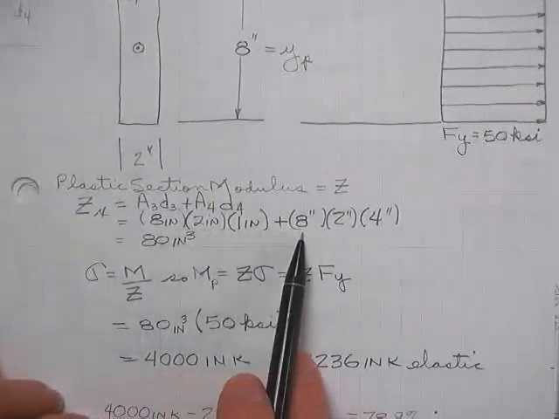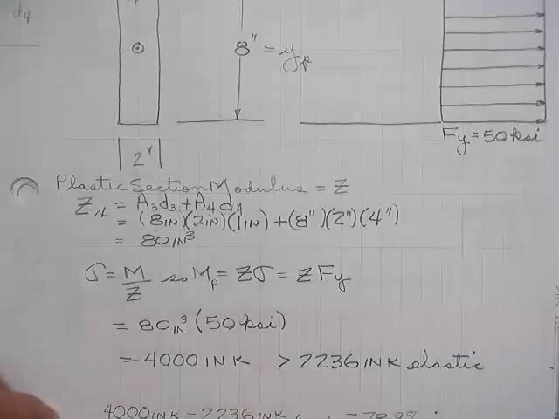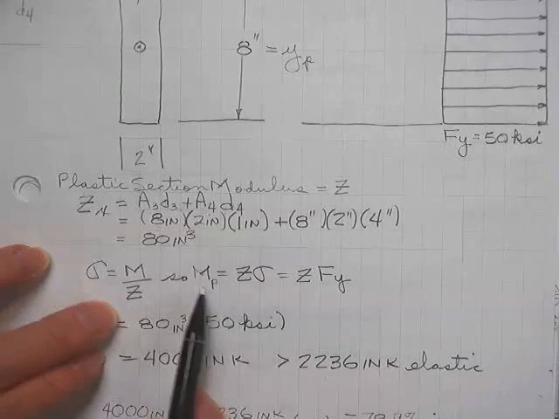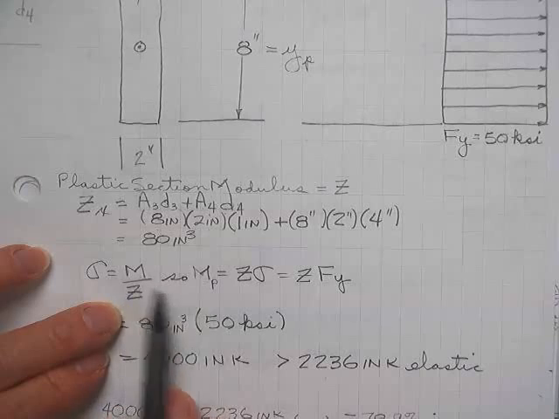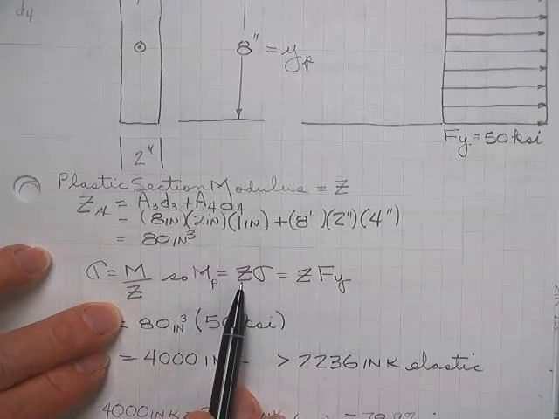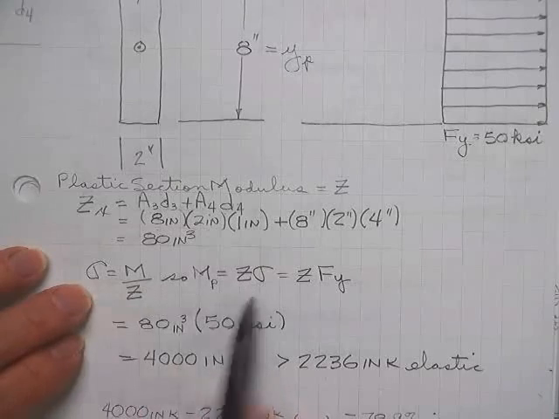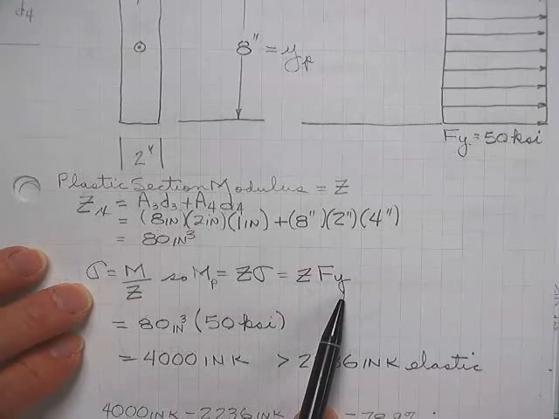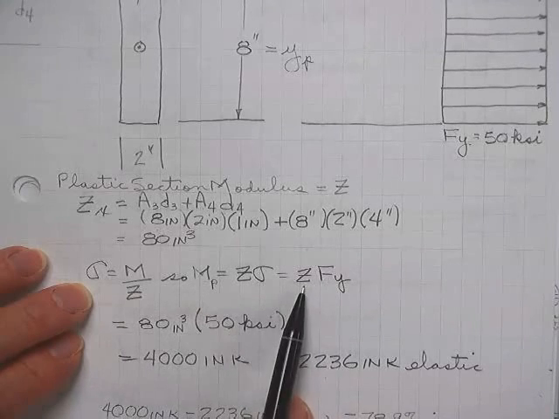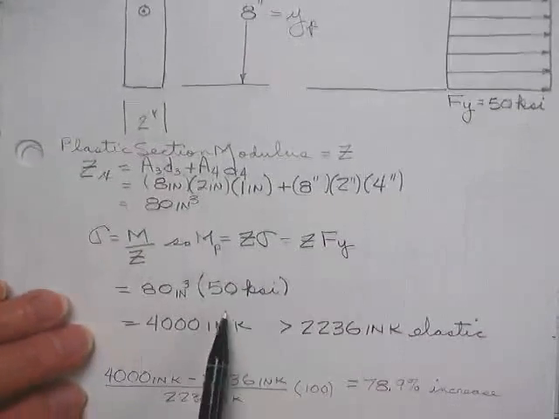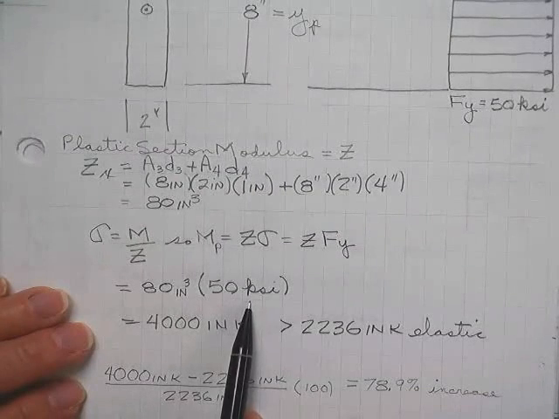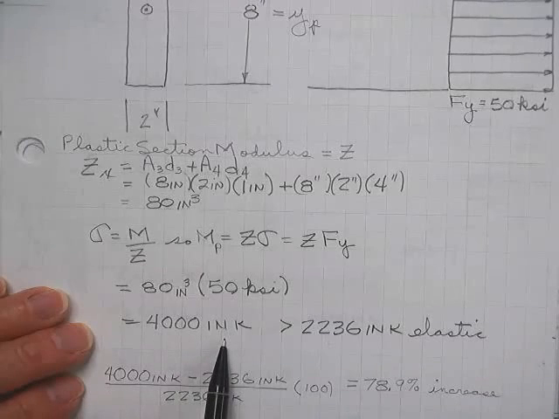8 times 2 times 1 plus 8 times 2 times 4 is 80 cubic inches. Stress is equal to M over Z, so M, in this case we're running it up to plastic, so M becomes M plastic, is equal to Z times sigma, but we're not using those sigmas anymore. Those are holdovers from our 205 class. We're using F sub yield. So the plastic moment is equal to Z times F sub Y. With 50 KSI steel yield, that's 4,000 inch kips.